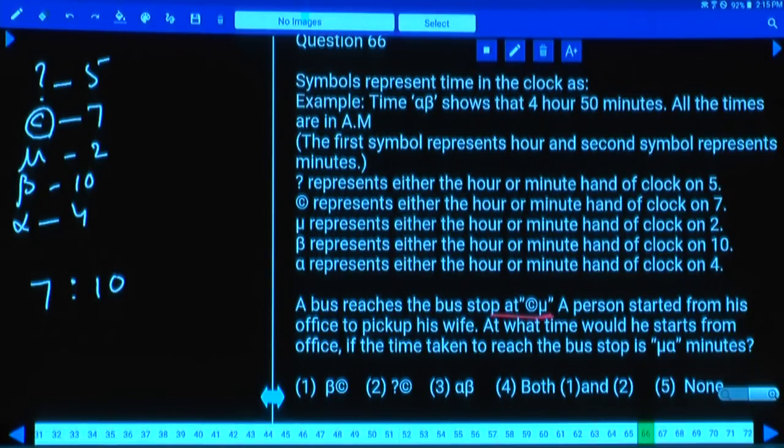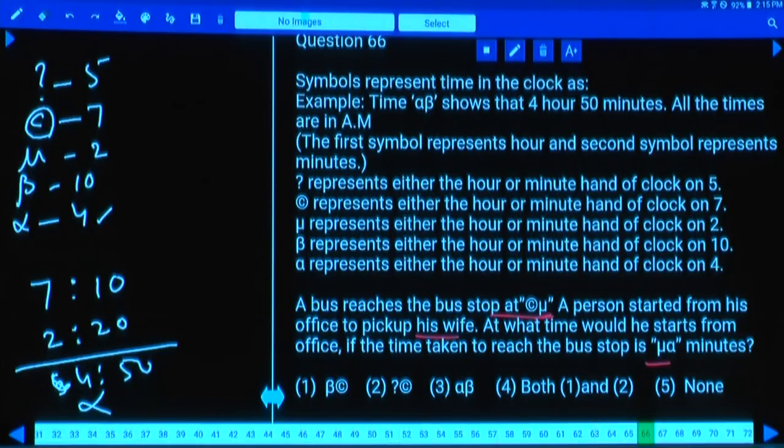A person started from his office to pick up his wife. At what time would he start from office if the time taken to reach the bus stop is mu alpha? Mu stands for 2, and alpha stands for 4. That means 2 hours 20 minutes. Isn't it? Now what is the difference between these two? This is 4 and this is 4:50. Now 4:50 means 4 is hours, that is alpha, and 50 means 10, beta. Hence alpha beta is the answer that is given in choice 3.